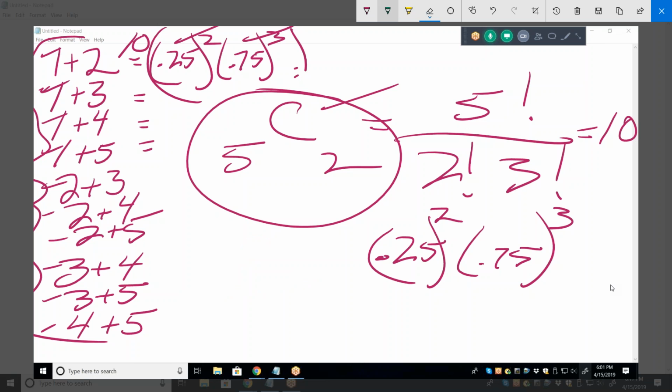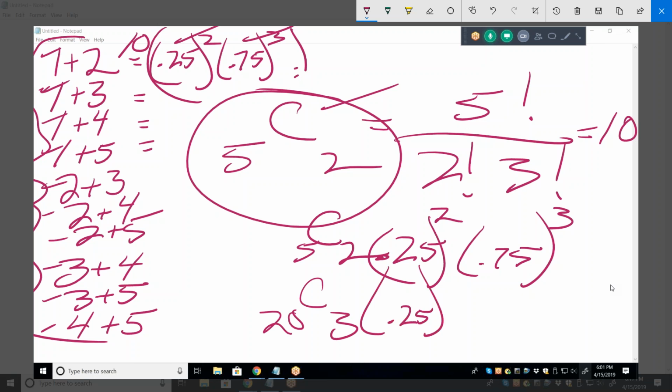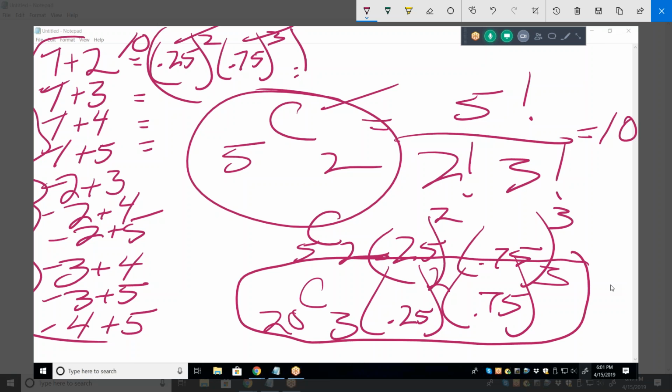In other words, we get that 10 from 5 choose 2. So now if they gave us a question that, let's say there were 20 questions, what's the probability of getting exactly 3 right? Well, that's going to be 20 choose 3 times 0.25 squared times 0.75 cubed. So here's the quick and dirty method of doing it, regardless of how many or how big the sample is.